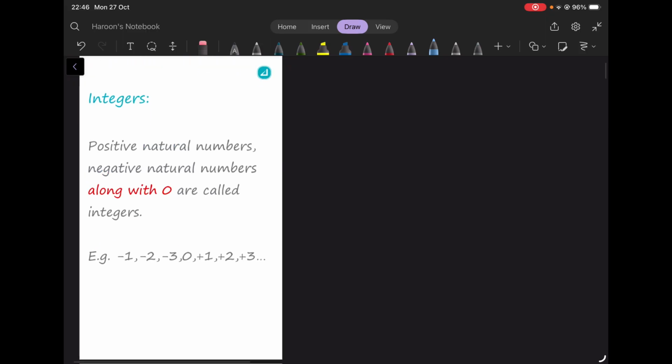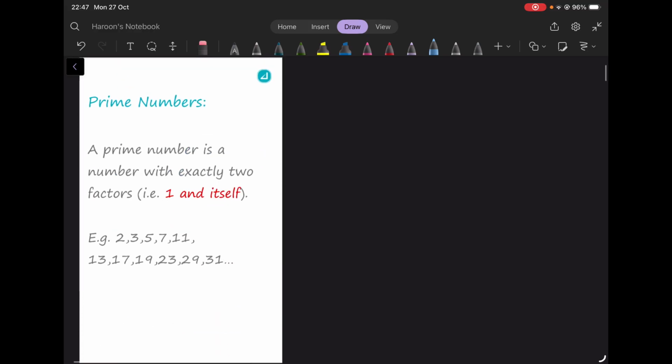Then we have integers. These are your positive natural numbers, negative natural numbers, along with zero. A few examples have been given over here. So for example, -1, -2, -3, -4, -5, and so on. Zero is inclusive in integers. Then we have +1, +2, +3, and so on. So these are basically our integers rather. The natural numbers were on the previous slide. So for integers, these would be your positive natural numbers, negative natural numbers, as well as zero. Next up, we have prime numbers.